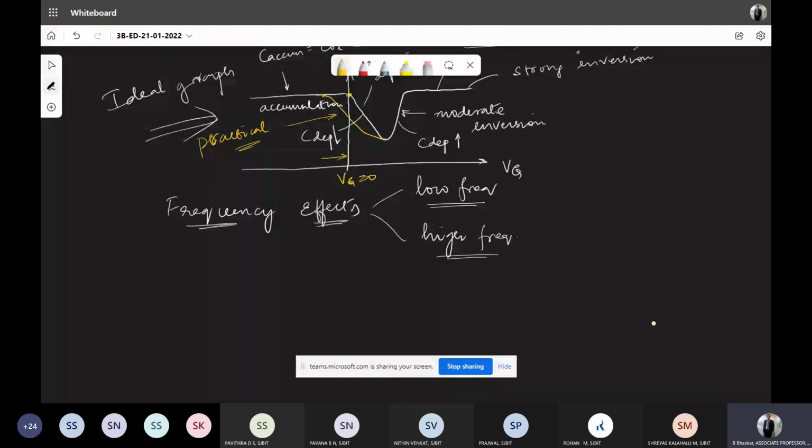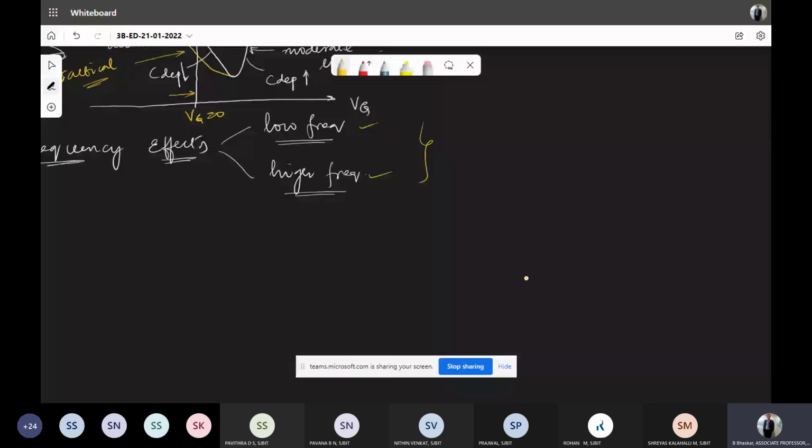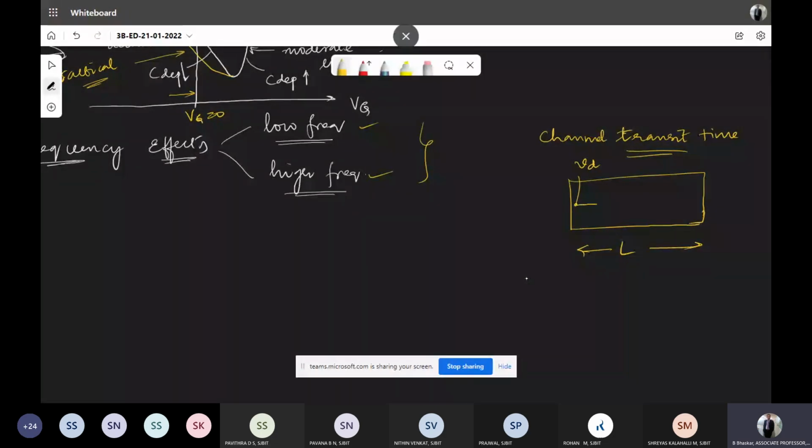So now coming to the frequency effects as far as the low frequency and high frequencies are concerned. Do you remember one of the statements that we had made? Even though it may not have a direct relevance to this discussion, we spoke about the channel transit time. Remember? What is the meaning of this channel transit time? If there is a channel, let us say the length of this channel is equal to L, and there is an electron sitting here. If it has a certain velocity, which I'll call Vd, then it would require a certain time to traverse this length to reach the other side.